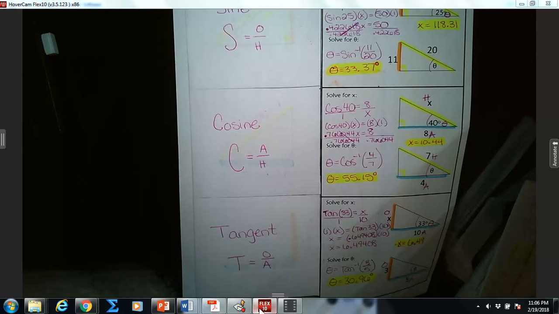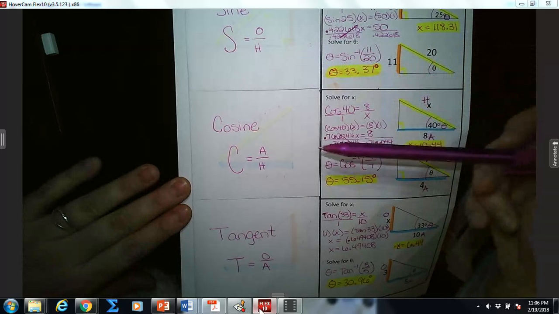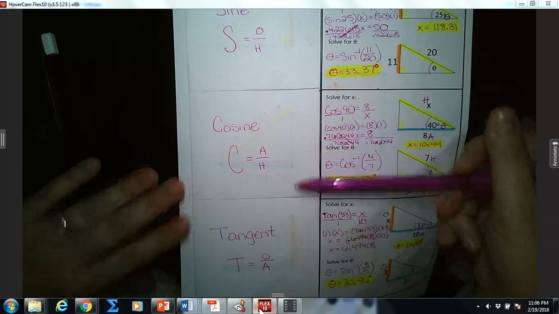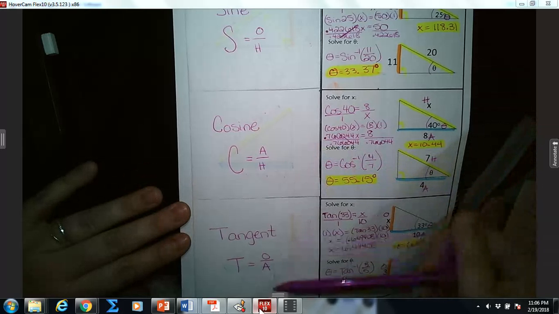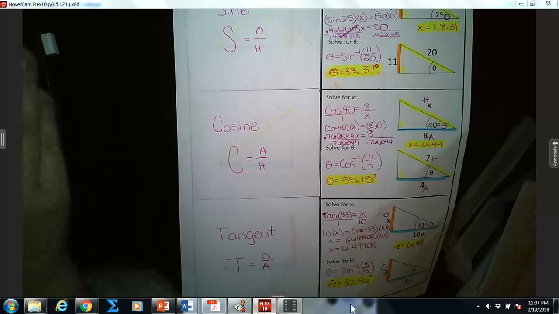It's all about the side pairs that we're using. Sine goes with the opposite and hypotenuse, cosine with the adjacent and hypotenuse, tangent with the opposite and adjacent. Happy studying. Come find me if you need anything at all.